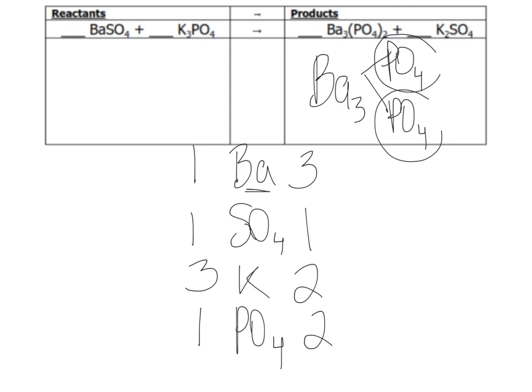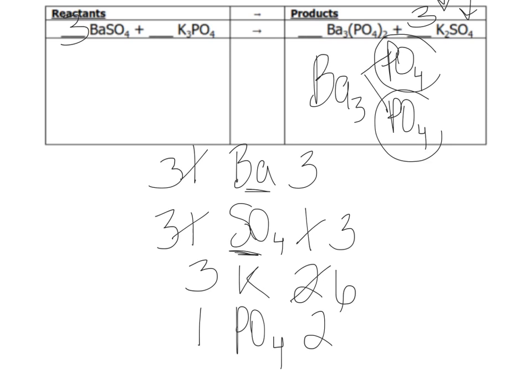I've got 3 on the product side, so I'm going to put a 3 in front of BaSO4. Update the Ba and update the SO4. Then I'm going to look. My SO4 was okay, but now it's not. So I'm going to go to the product side where I only have 1. Put a 3 there. So then K will now be 6, and SO4 would be 3. So it gets distributed to both parts.